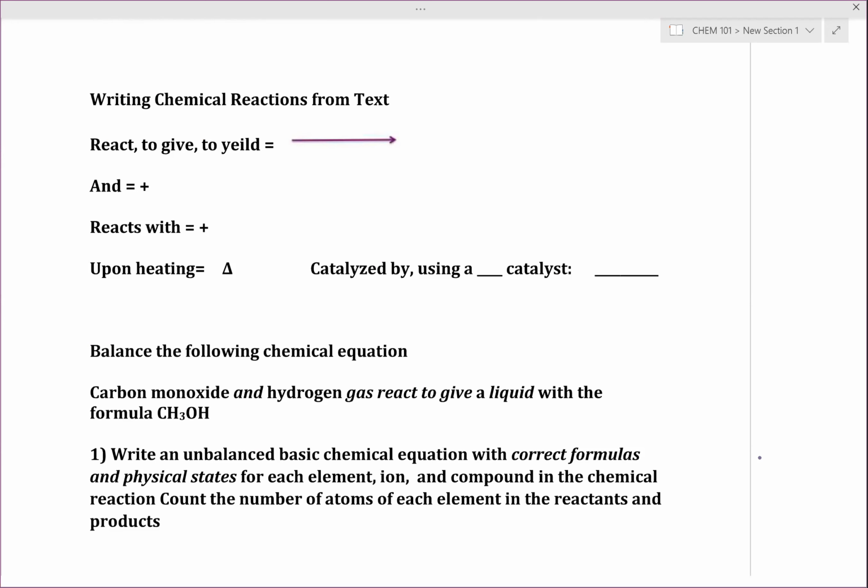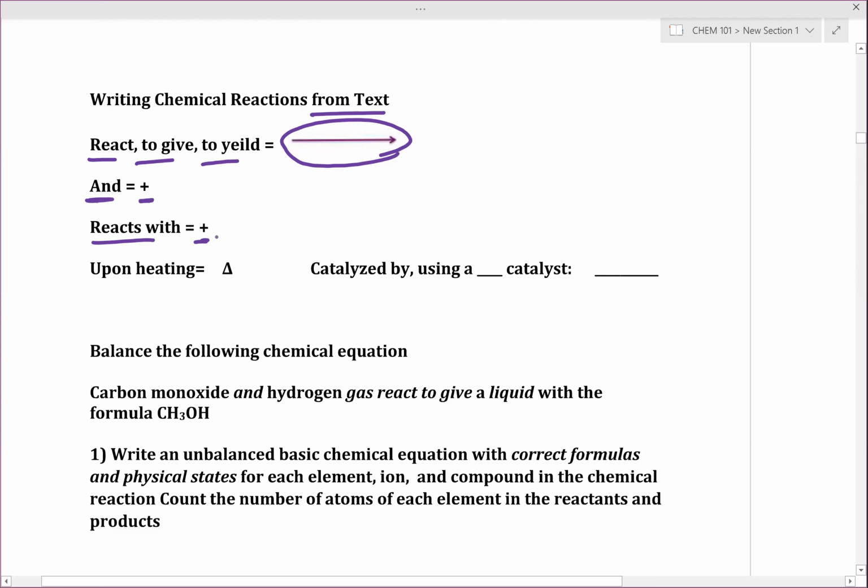So today we're going to talk about writing chemical reactions from text. We don't typically communicate in chemical formulas. We communicate using words to convey chemical formulas. So the words react, to give, to yield, those are signposts that you're going to write a reaction arrow. The word and signifies a plus sign, just like reacts with will signify a plus sign.